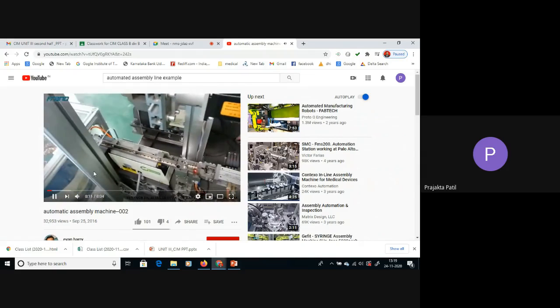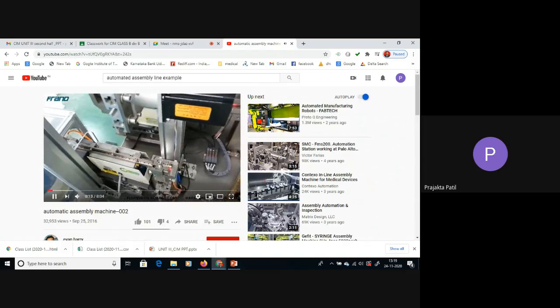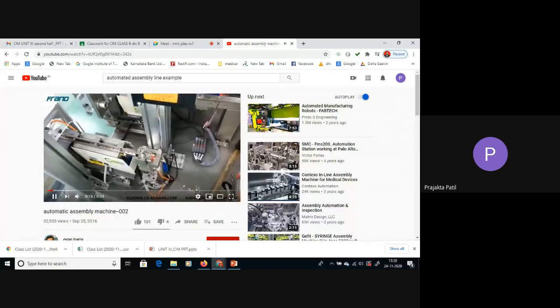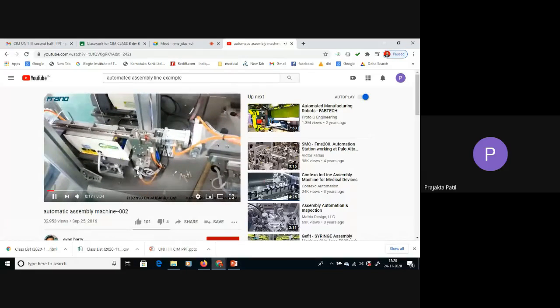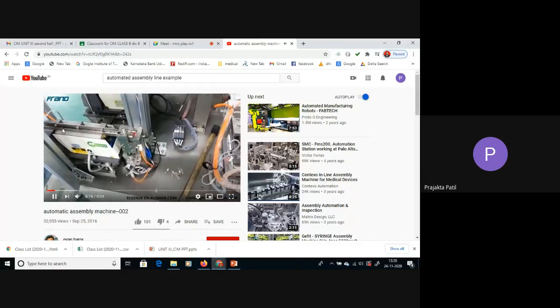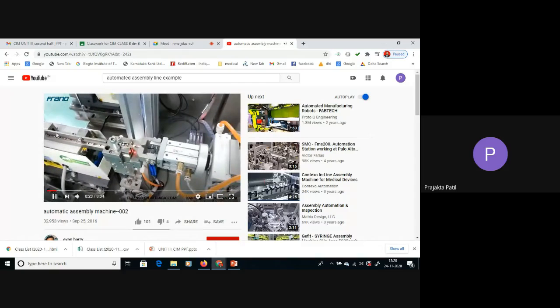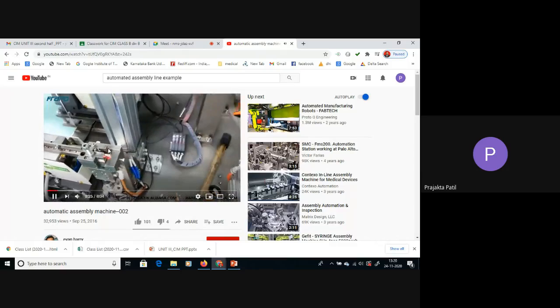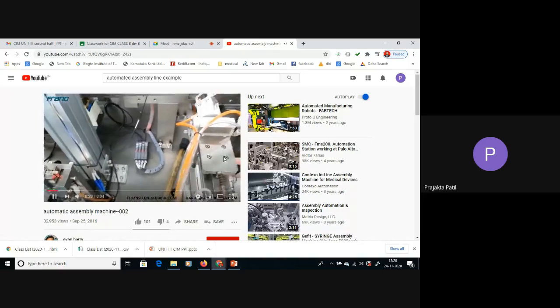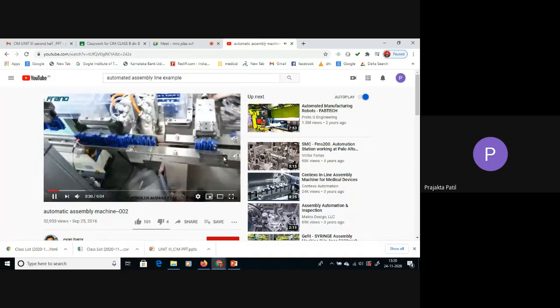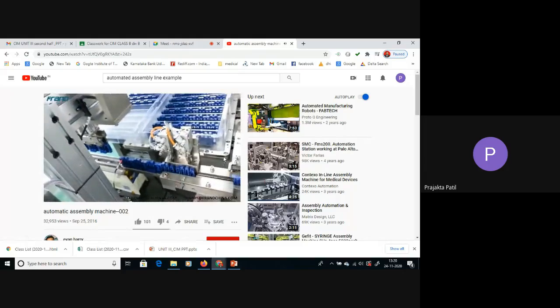Then it comes into these part feeders. In this itself, you'll have the orienter selectors. They will be oriented in a certain direction when it comes out. Then you have these robotic arms and all, which will take it further. And the complete assembly system is here in place.